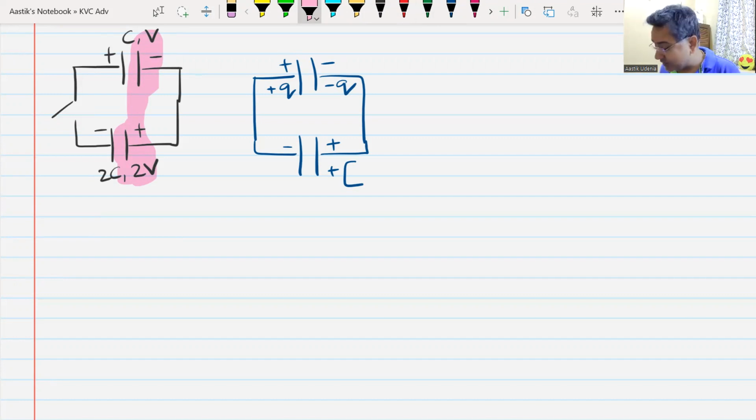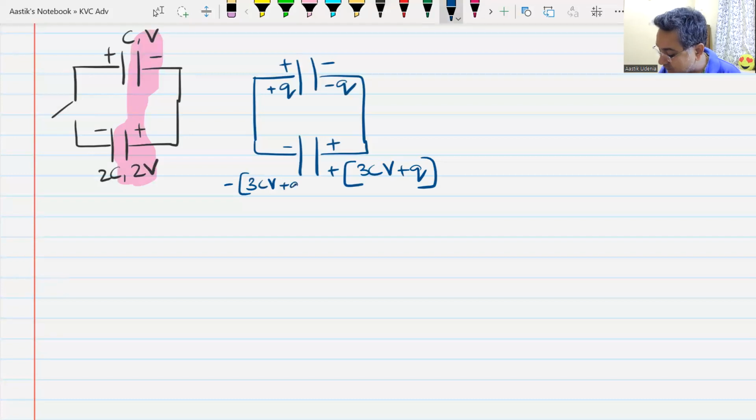So final charge has to be 3CV. Minus Q has already come there. So on this plate it will be 3CV plus Q. Do we understand this? Yes, sir. And on the other plate it will be minus of 3CV plus Q. Do we understand this? Yes, sir.